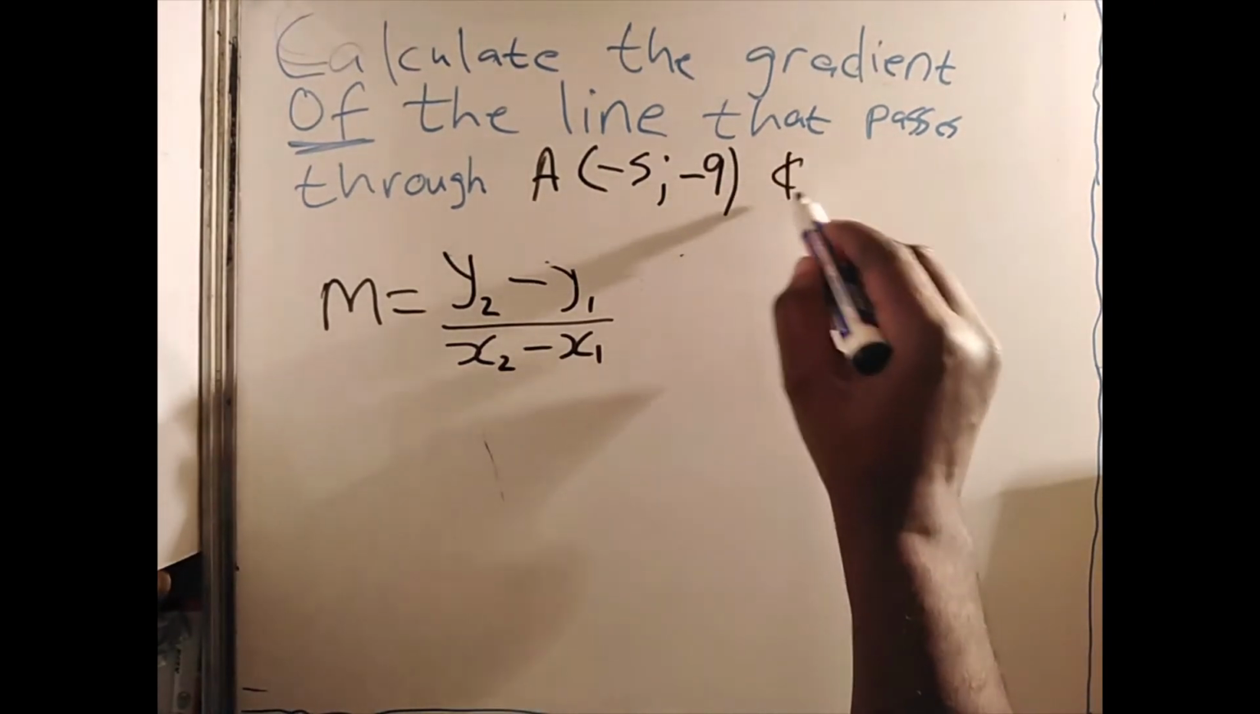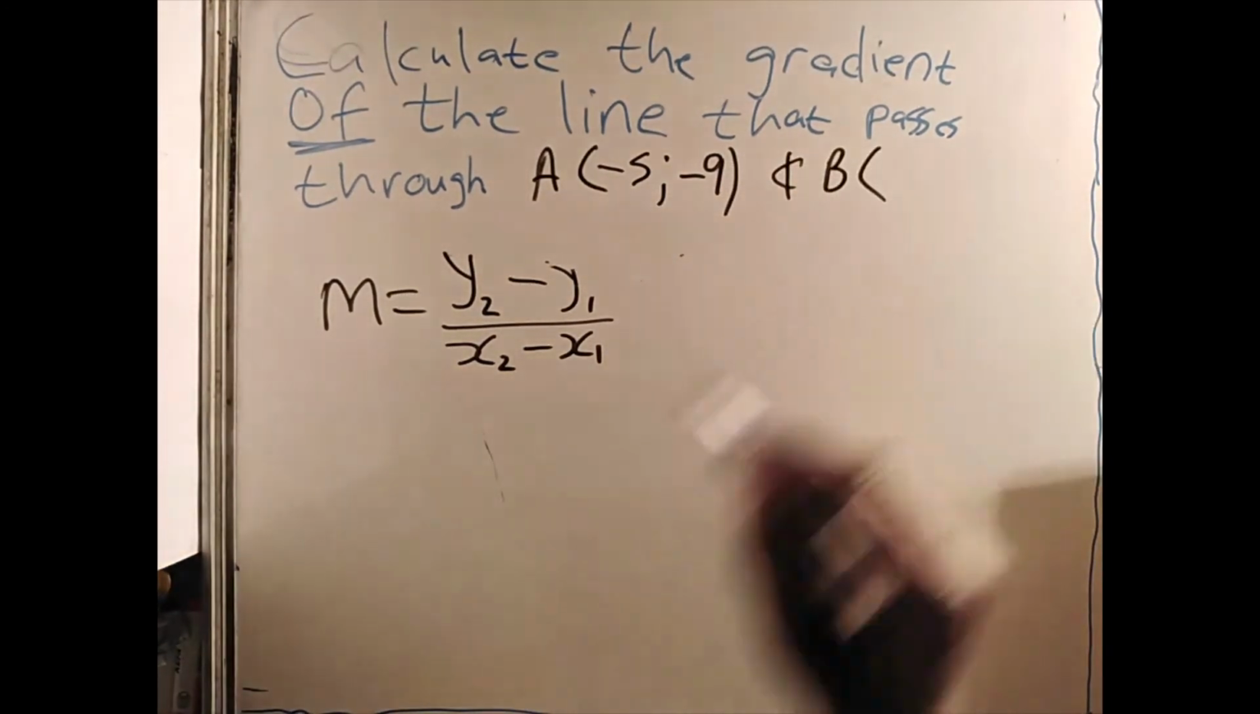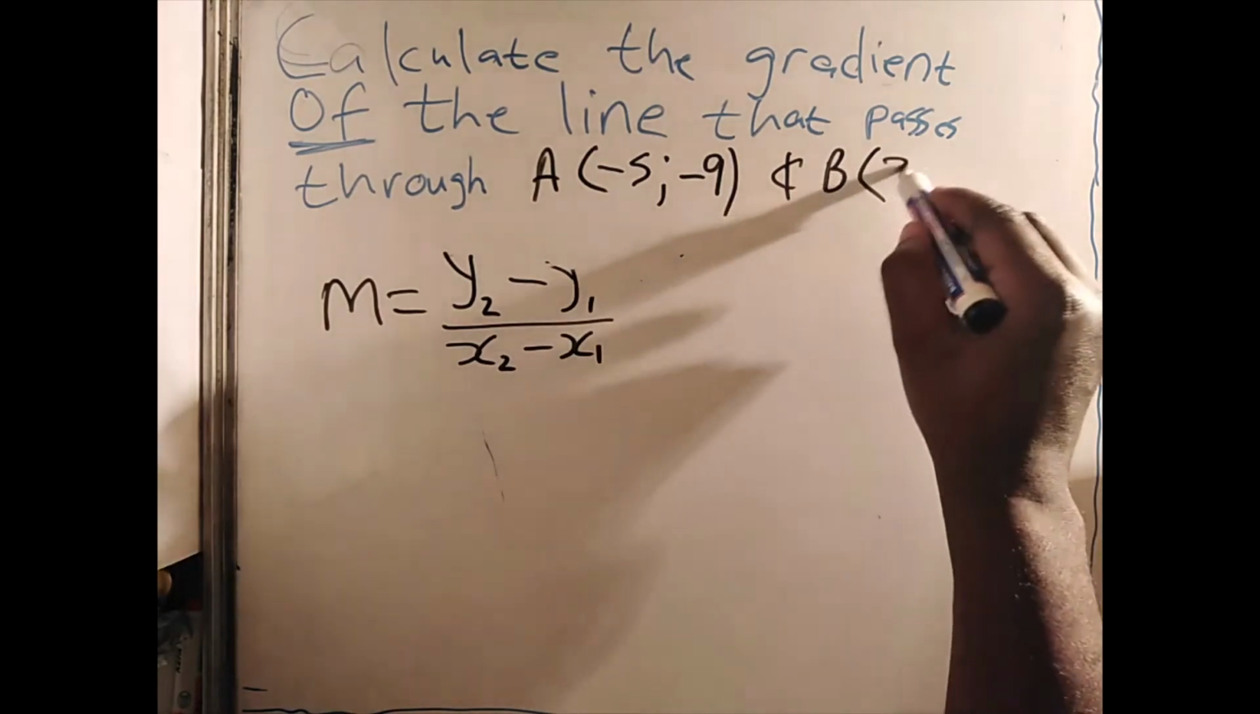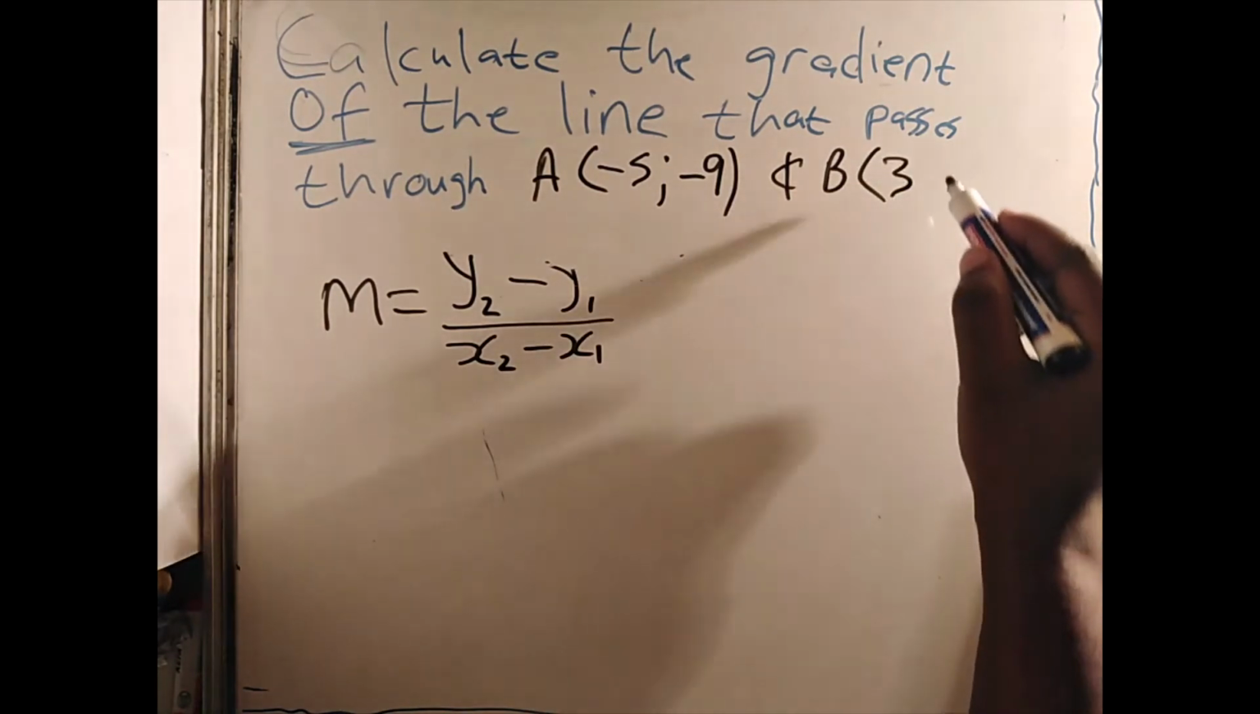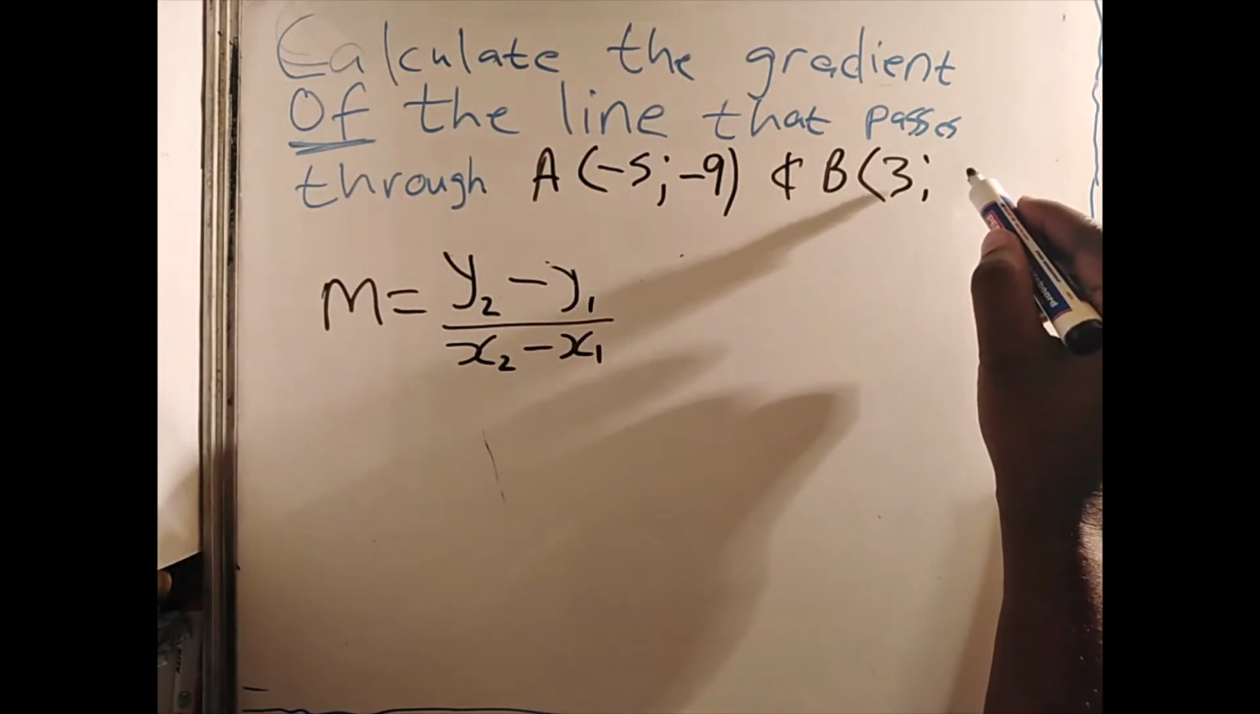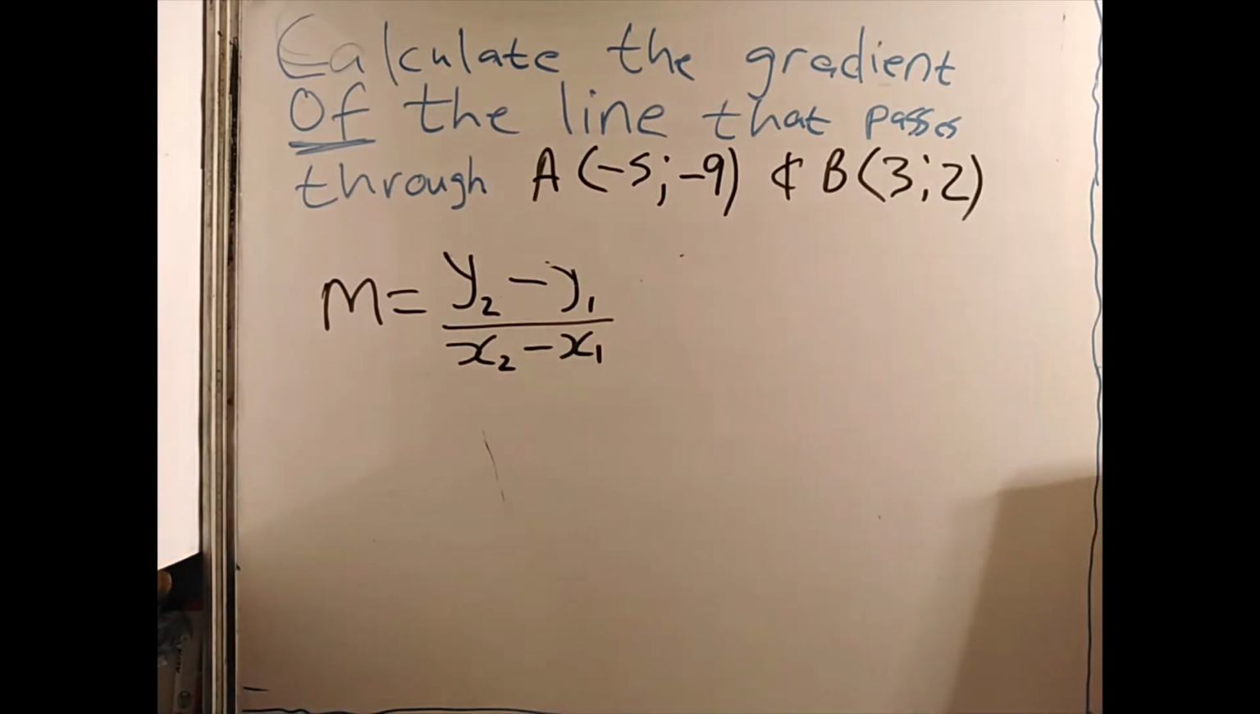And you've got point B, which is 3 versus 2. Okay, so how do we calculate the gradient of the line that passes through these two points? All right, let's then take the personalities. You do exactly the same thing as the one that you did earlier.